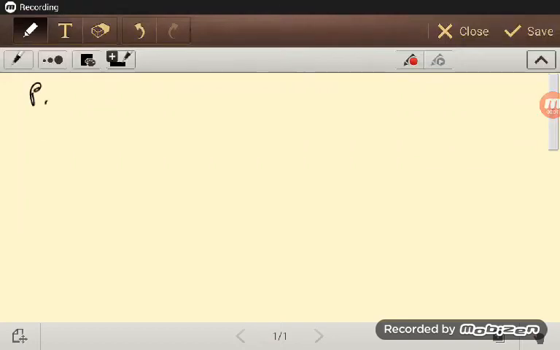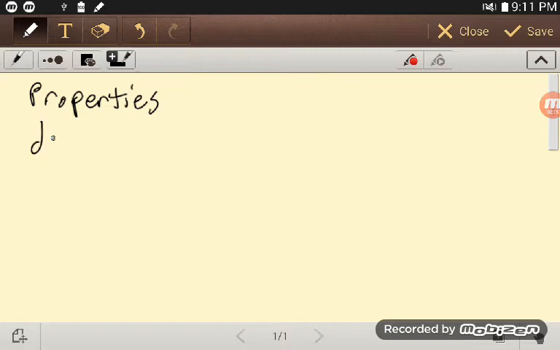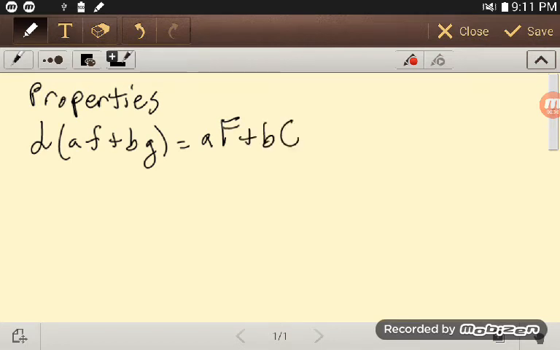Okay, remember we had a nice property of linearity. So if we took the Laplace transform of af plus bg, that was equal to a times F, the Laplace transform of little f, plus b times the Laplace transform of little g, or we'll call it big G. So that was one property.